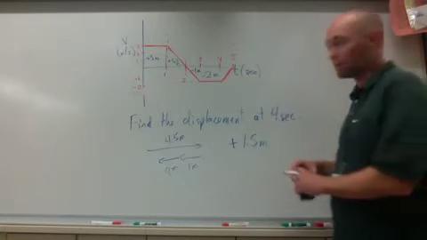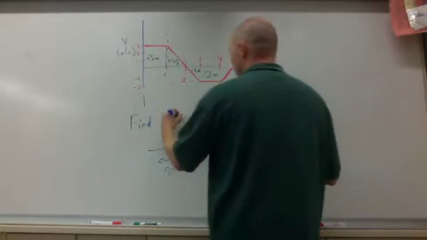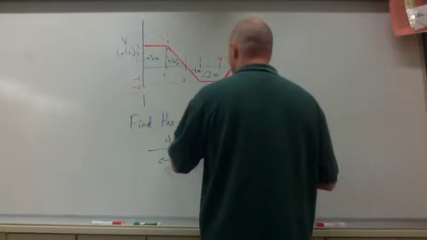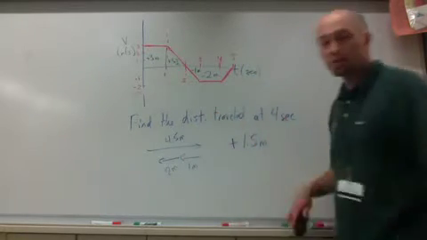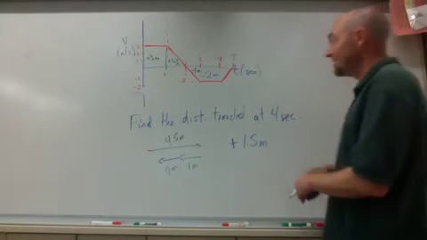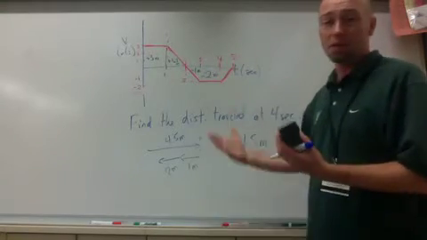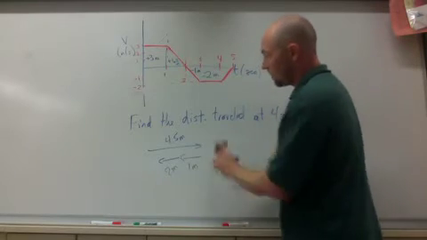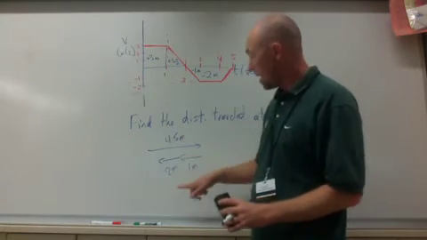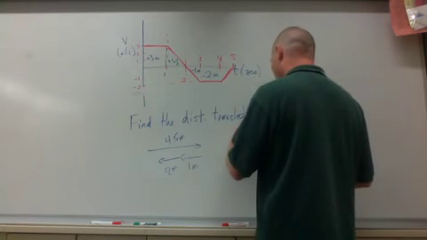But now let's say this, okay? If this was find the distance traveled at 4 seconds. Now, distance is just how far you go. So you're going to do the same thing. You're going to look at the area, but you're not going to worry about the positives and negatives. So if I travel 4.5 meters forward and 3 meters backwards, I'm going to travel 7.5 meters.